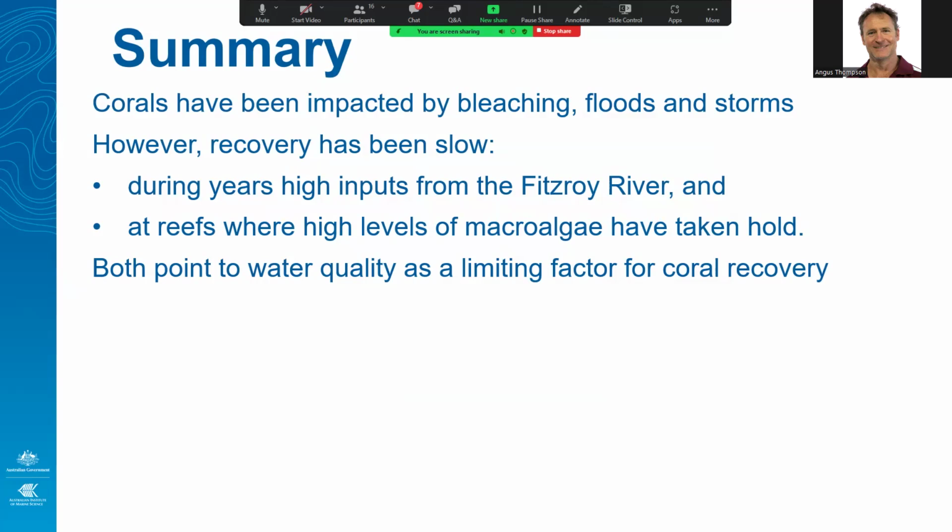So all those reefs through the Keppel Islands and inshore around Pelican, and these both point to water quality as limiting coral recovery. So it really reinforces the need for an ongoing focus on water quality within the catchment. That's pretty much it for me, I think. Thank you.